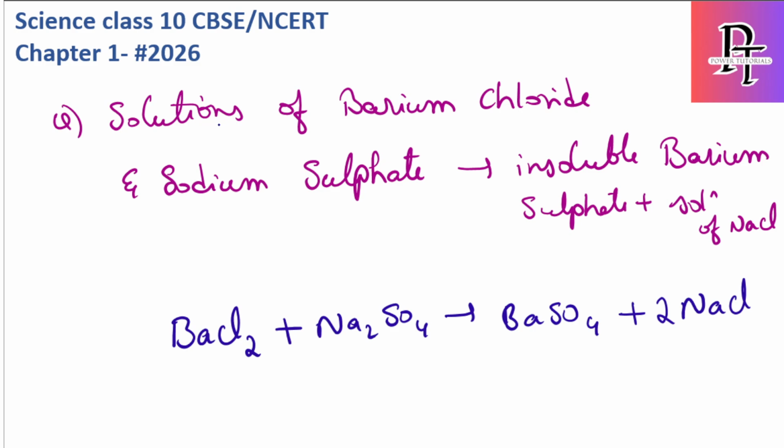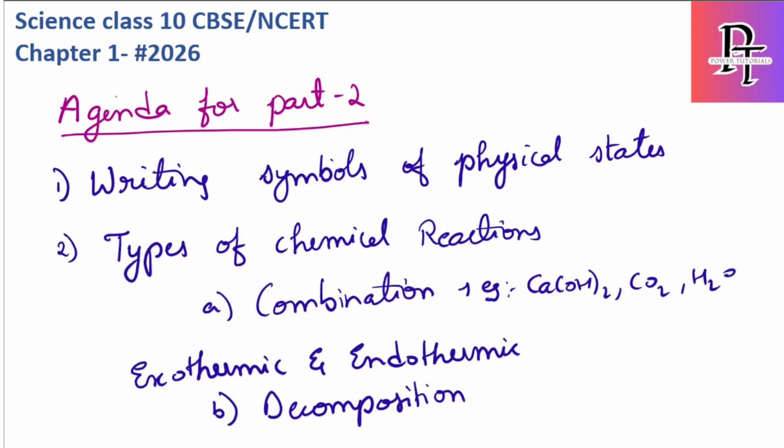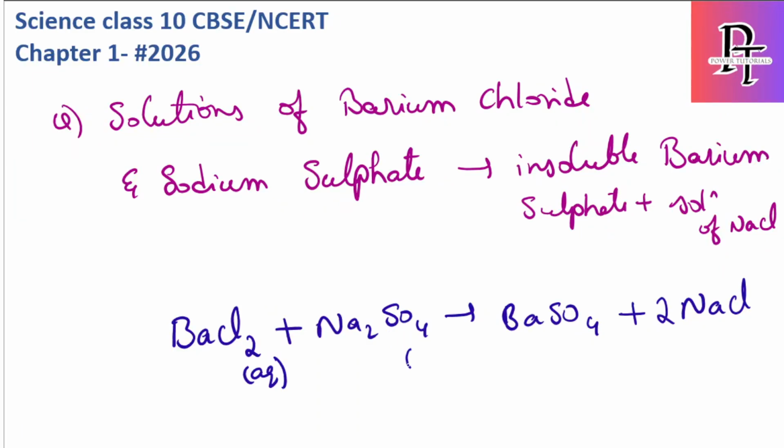So barium chloride, it is mentioned solution of barium chloride, so it is aqueous. Na2SO4, I think in the question also they mentioned it is dissolved. Let's see how they have mentioned. Sodium sulfate in water, yes, this is also dissolved, so it is also aqueous. Insoluble, so this is precipitate, as a solution of sodium chloride, so that is also aqueous. So this becomes Na2SO4 is aqueous, BaSO4 is precipitate, but it is also dissolved in water, but it is insoluble, so we can write aqueous, but you have to write it as down arrow as a precipitate, and NaCl is again aqueous. Okay.